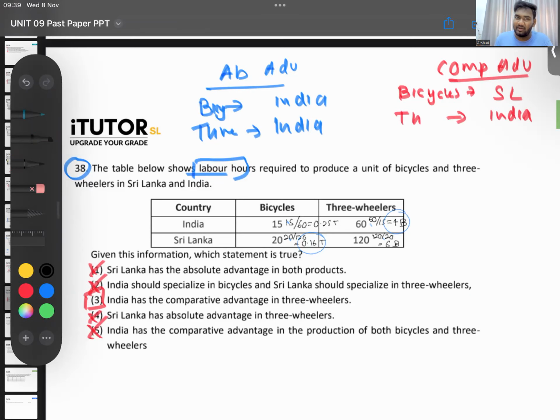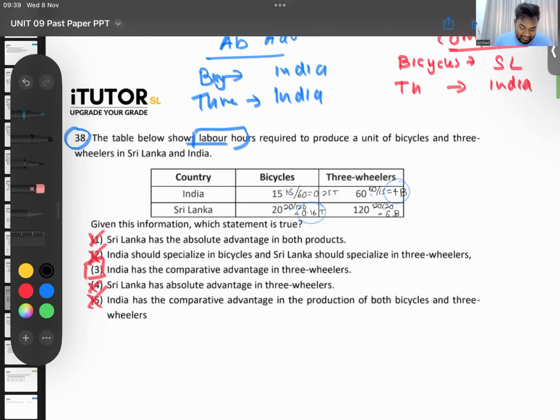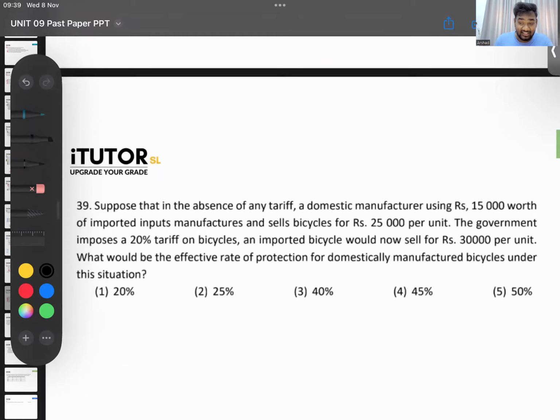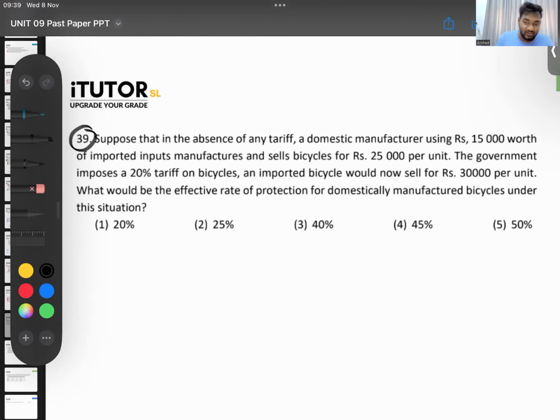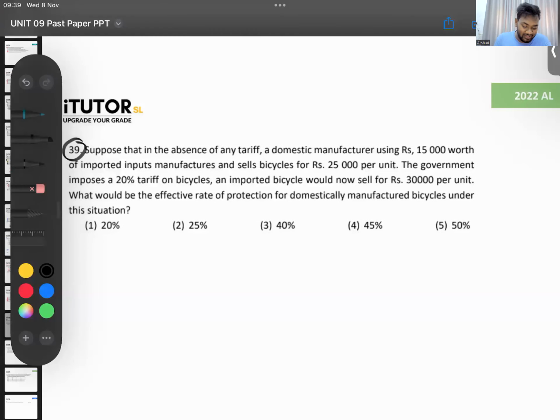You yourselves must be fed up now. I'm also fed up teaching this. In the mock exam, I don't even go into this detail and calculate and show. 38. 39. This one is a nice one. We would have done similar questions in the mock exams. There were no similar questions in the past paper. All of a sudden, they put this in the past paper. I was very happy to see this.